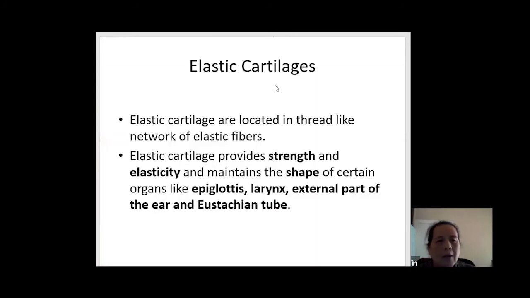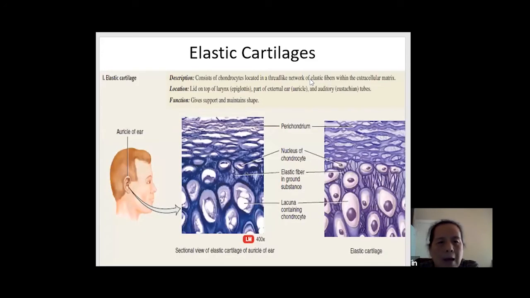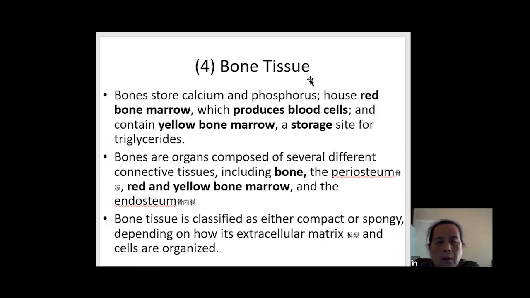And elastic kind of cartilage. Elastic cartilage is still strong, but also elastic. So that can maintain some shape. They still come from different parts of the body and from different organs. So that's another picture for this kind of cartilage. So that's basically for the cartilage part.